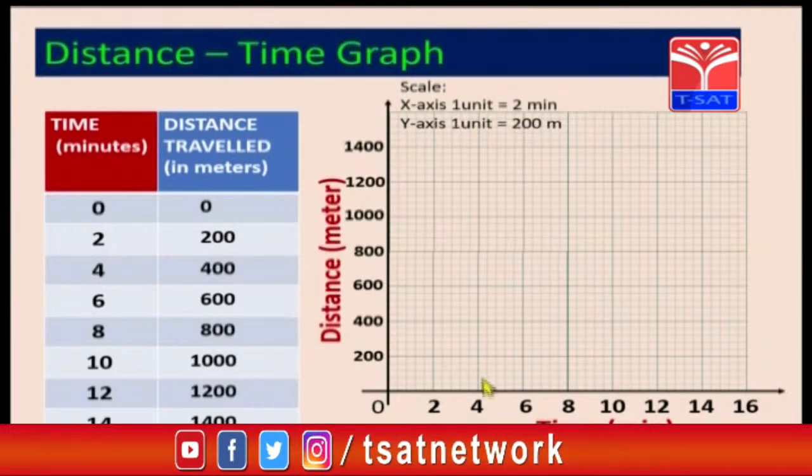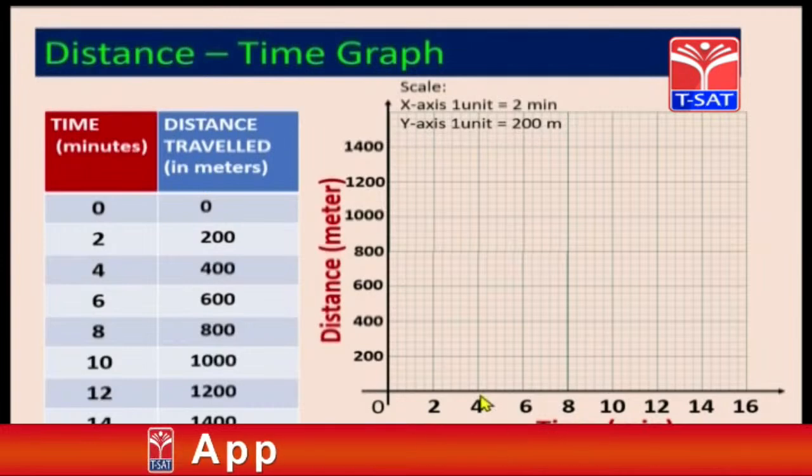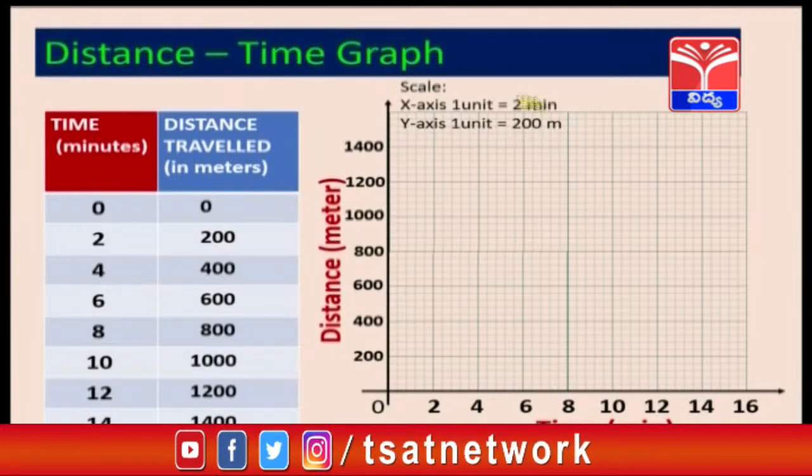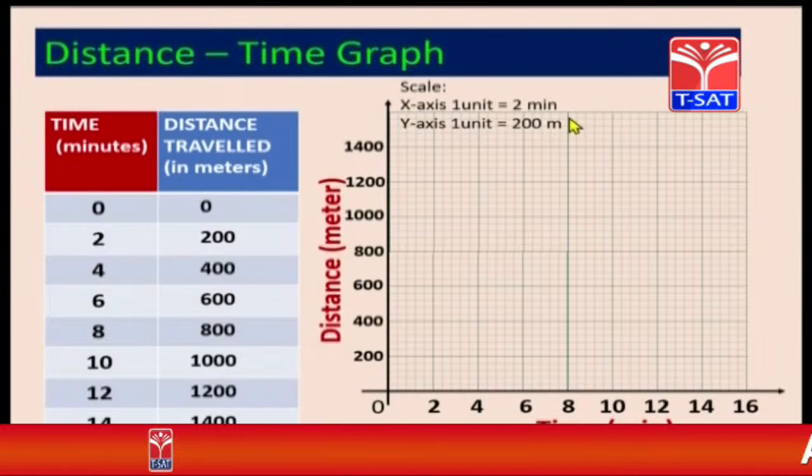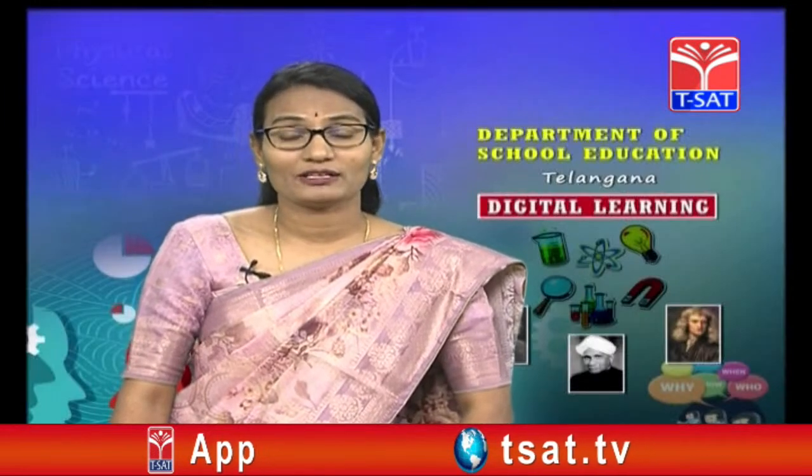Means for the next unit it will be 4, for the next one it will be 6. Every unit is taken as equal to 2 minutes. And every unit on the y-axis is taken as 200 meters, children. So this is the scale. You must write the scale. It is very important. Now try to draw the graph for these values, children.